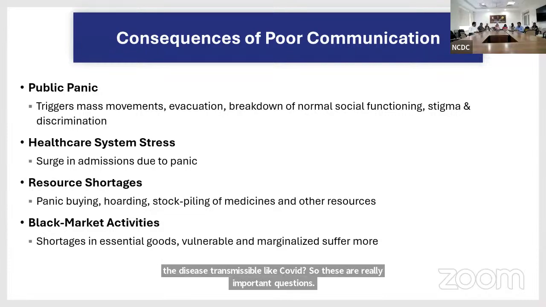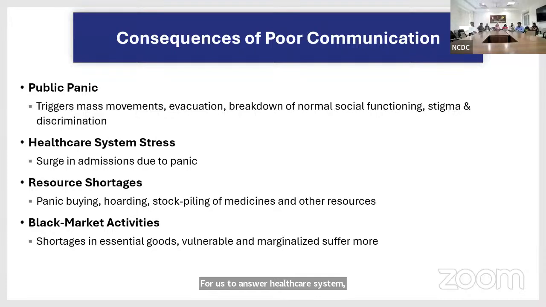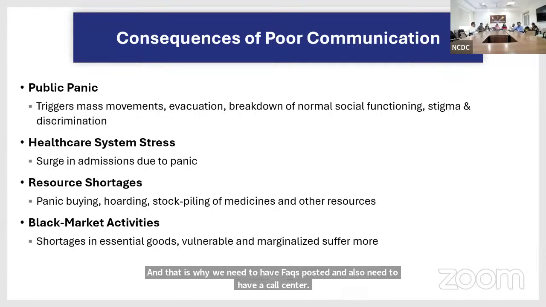Healthcare system stress, obviously, due to panic, people would like to have testing. We will have so many other problems of RTIs and people flocking to the OPDs for testing and other things. Then it would further lead to resource shortages and black market activities. Let's take the example of any vaccine or drug available. This also happened during the time of H1N1. People wanted to hoard Tamiflu even if they did not have any case. So communication is very important, and that is why we need to have FAQs posted and also need to have a call center, which NCDC has already done.